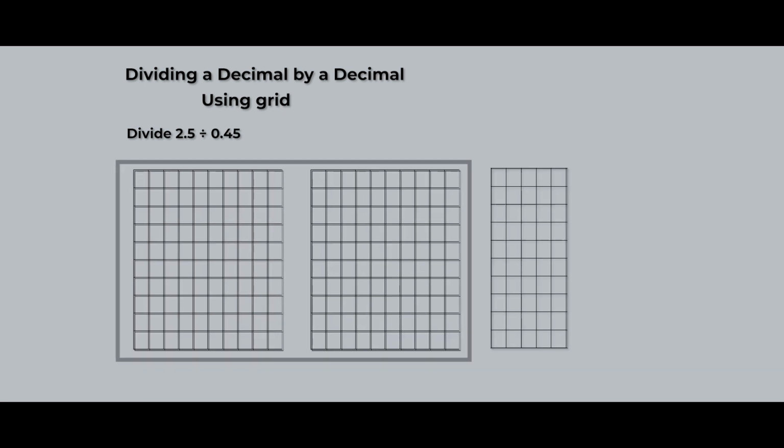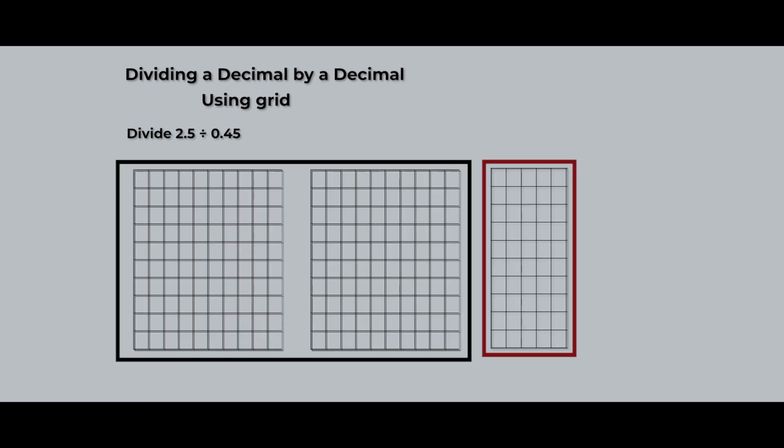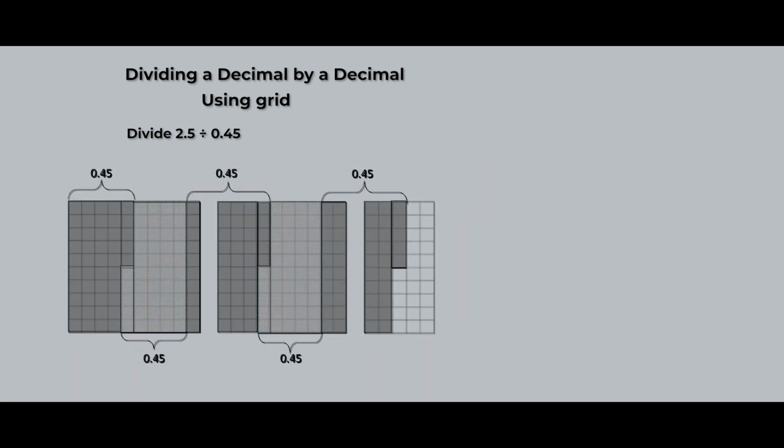Now, let's look at another way, that is using a grid. 2.5 divided by 0.45, meaning here we are finding out how many groups of 0.45 are in 2.5. So here you have 2 wholes and then a half. That represents 2.5.